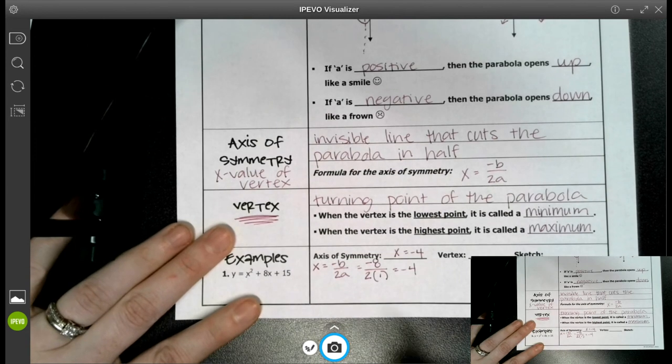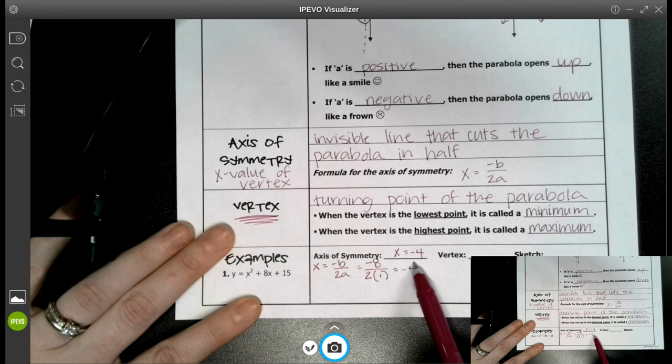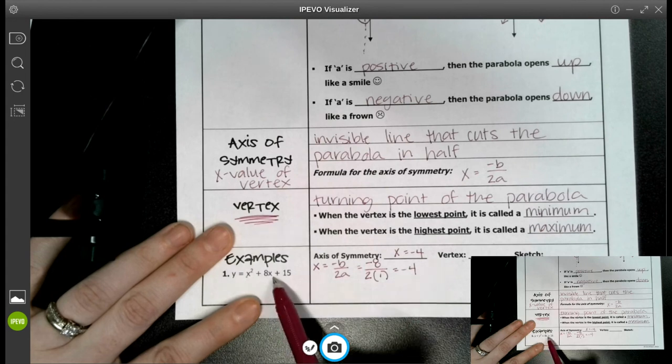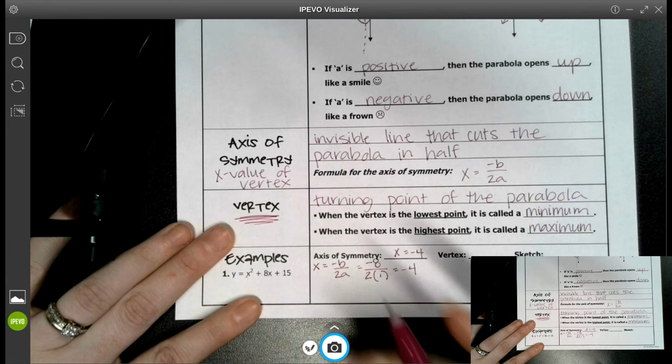Okay, so then to find my vertex, well, I just said the axis of symmetry is the x value of my vertex, and my vertex is going to be a point. It's going to be the turning point. And whenever I have a point, I need two values, an x value and the y value that I get when I plug in x. So what I can do is I can plug the x value, my axis of symmetry, back into the equation, and that'll give me the y value.